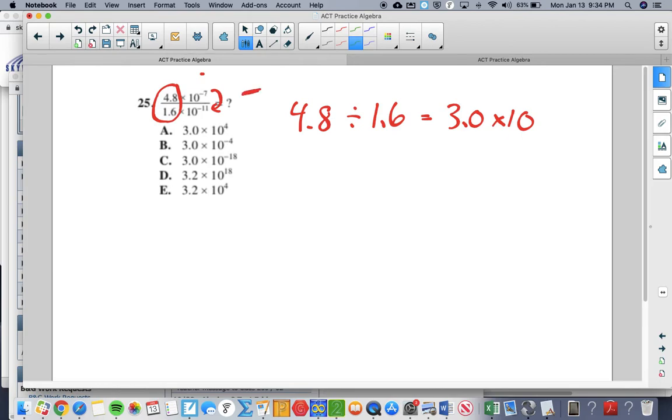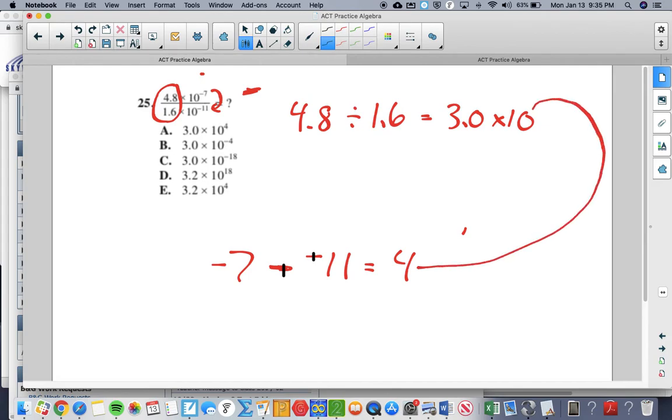So you subtract the exponents. You take the top minus the bottom: -7, which is the top, minus -11. Now when you subtract a negative, you can keep, switch, flip. So you get a +4. So that's going to be the power on the 10. So there is your answer.